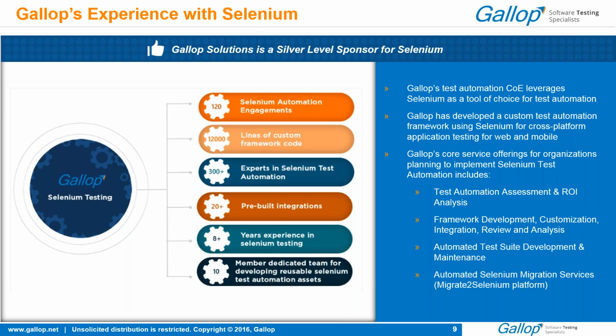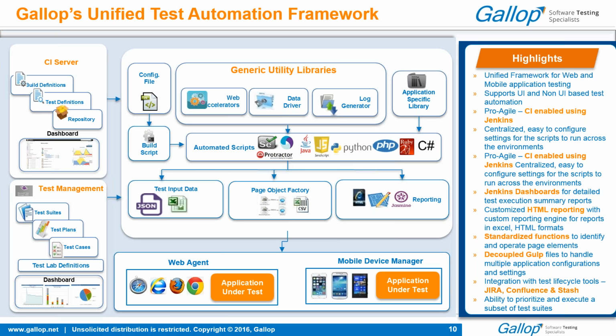With this change, I would like to move on to the next slide and explain about the Gallop test automation framework. As I mentioned, this is a unified framework, generic across projects and across languages, and it supports multiple browsers and even mobile browsers, or all mobile platforms.